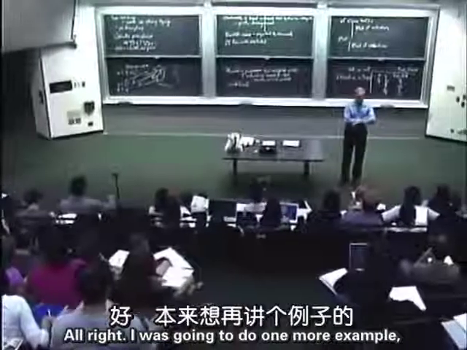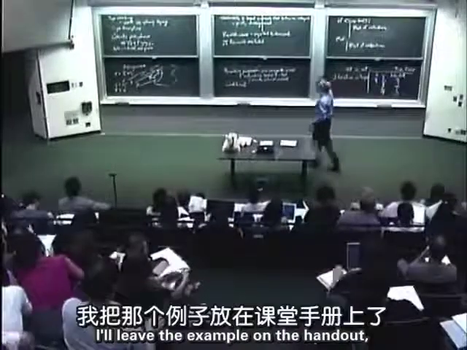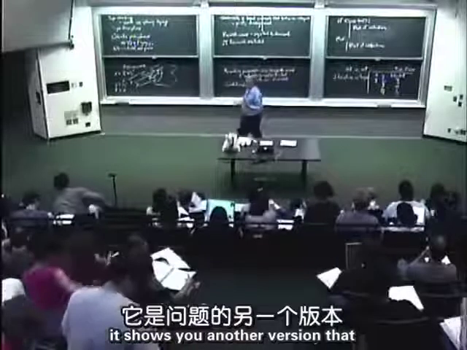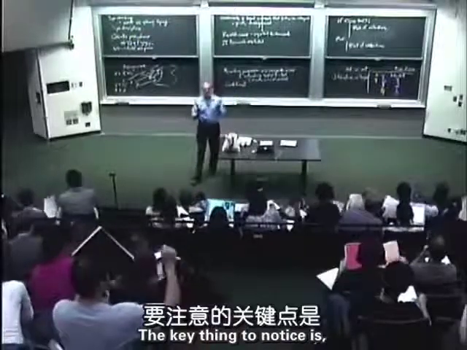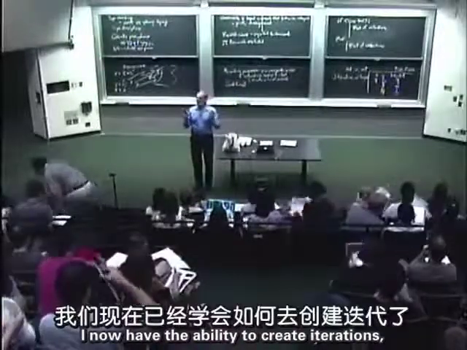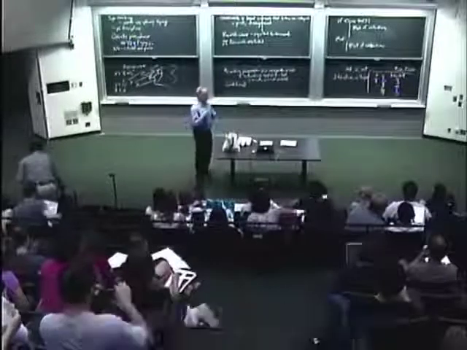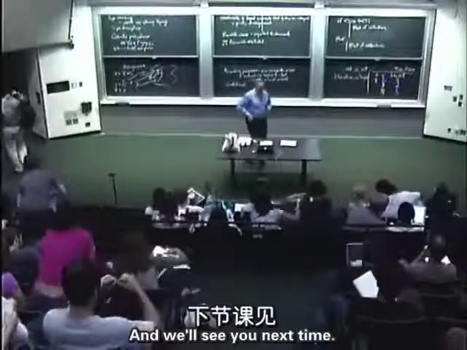All right, I was going to do one more example, but I've run you up to the end of the time. I'll leave the example on the handout. It shows you another version that we'll come back to next time. The key thing to notice is I now have the ability to create iterations, which extends what I can do. And we'll see you next time.